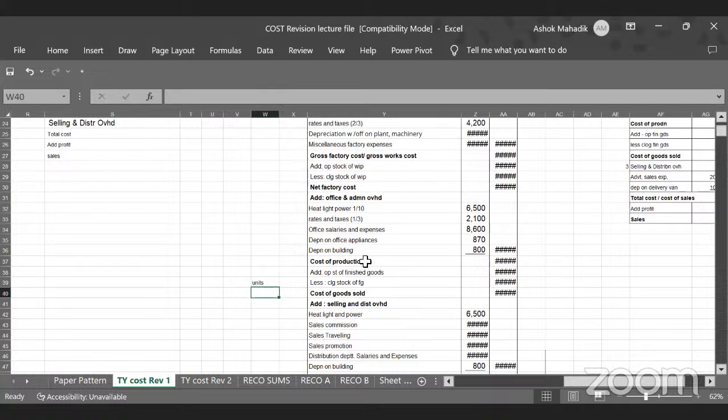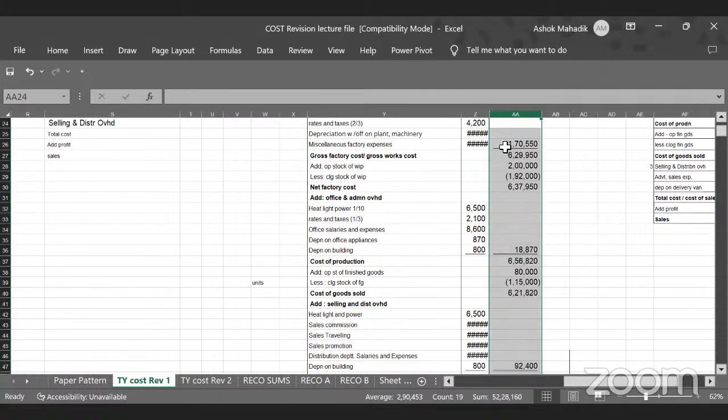Let me tell you, this cost of production figure is there. Let me show you in this question. Say for example, our cost of production is 6,56,820. Then units produced will be given to you in the question. So what you have to do, you have to divide this cost of production by units produced to get per unit cost of production.